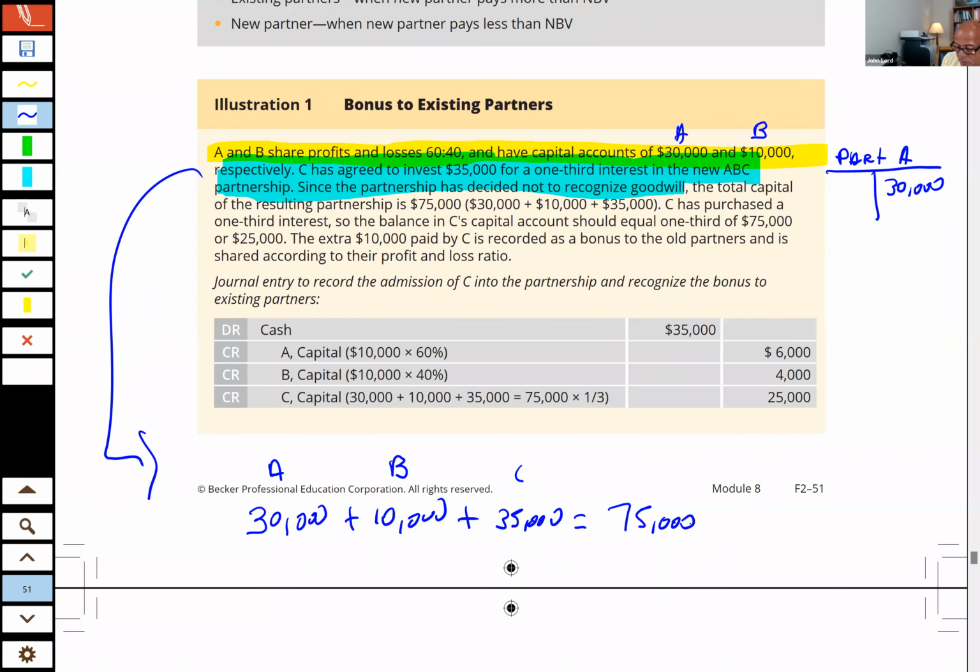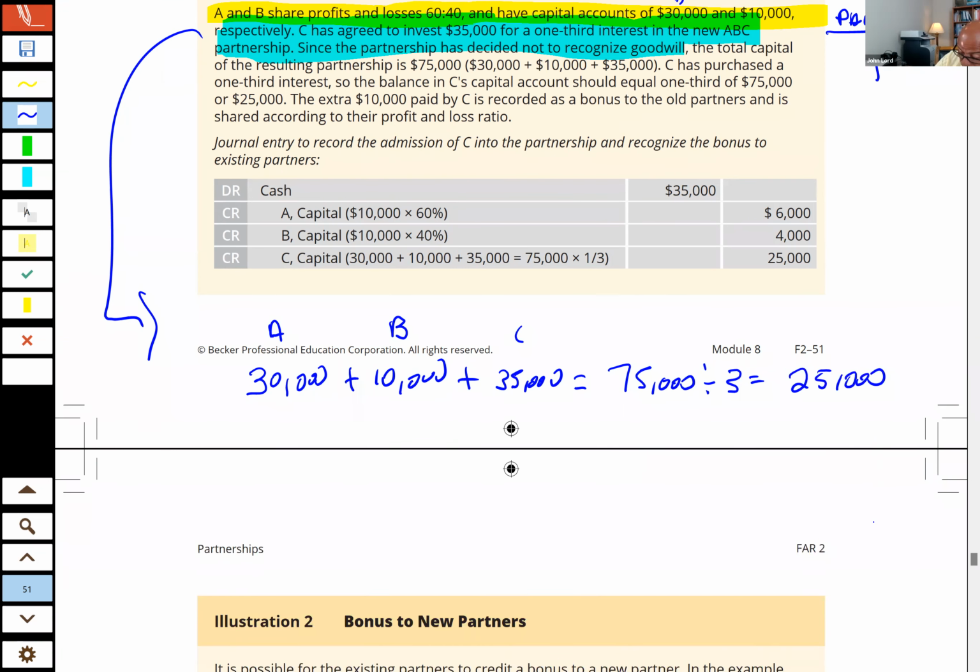And that 75,000 is going to yield C a one-third interest. So if we divide that by three, C is going to get something worth 25,000, but they're paying 35,000. So if the question were to ask you, what's the bonus? You would simply say, okay, 35,000 is what he paid in. He got 25,000 worth of equity. So he paid into the existing partners a bonus of 10,000. So if the question just asks you the bonus, fine.